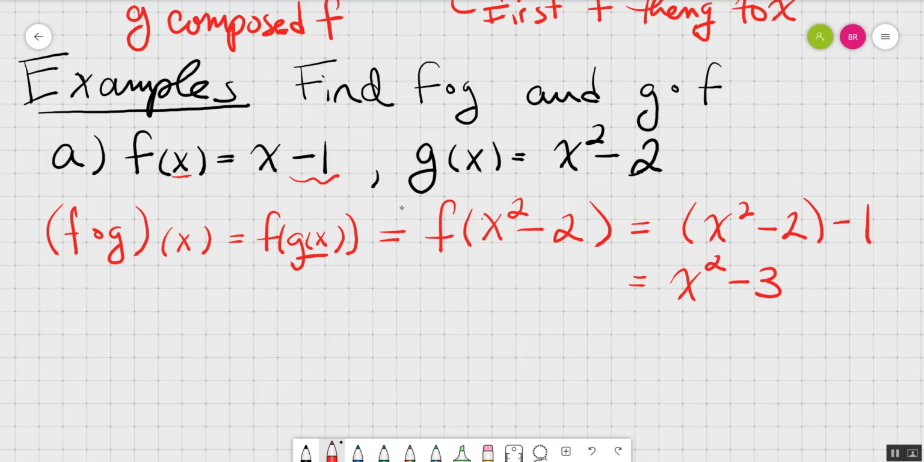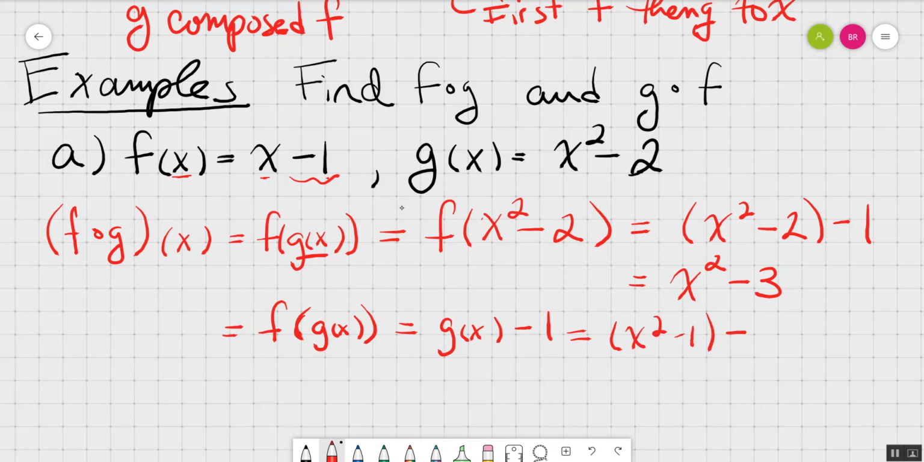Now, if you didn't like that, here's another way to think about this. So f of g of x. What's f do to g? Well, f takes whatever you give it and it subtracts 1. So it's going to take g of x and subtract 1. Okay, but you know what g is equal to? It's x squared minus 2. Oof. And then I've got the minus 1 on the outside, so I just replace g with what it's equal to. And then you end up with the same thing, x squared minus 3.